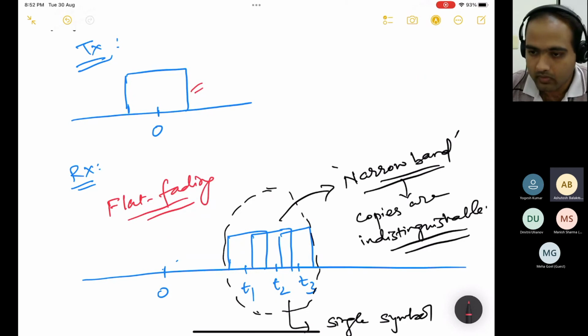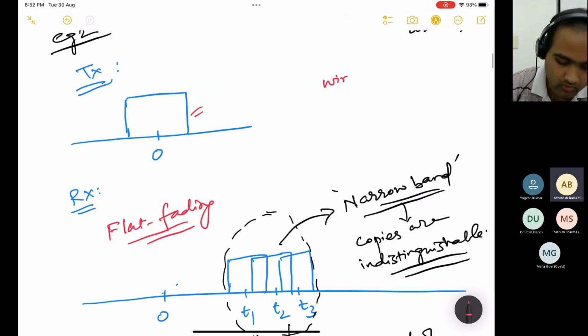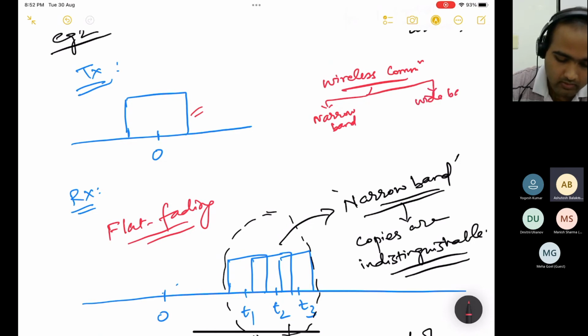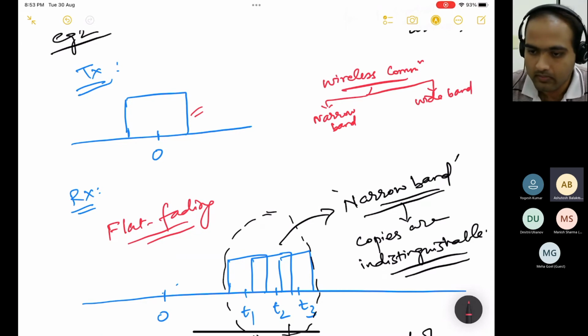Now, the medium across which you are transmitting, since we are transmitting through a wireless medium, our bandwidth can either be narrow band or wide band. So there are two possibilities which we generally have: either a narrow band communication or a wide band communication.